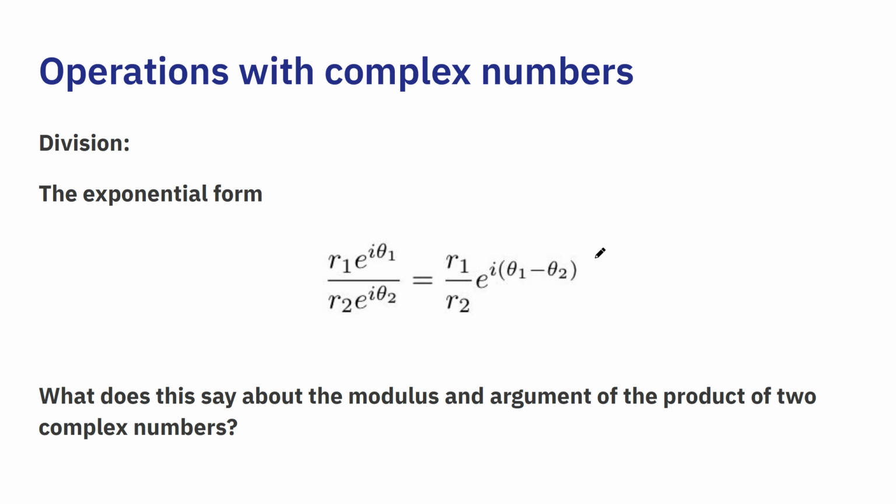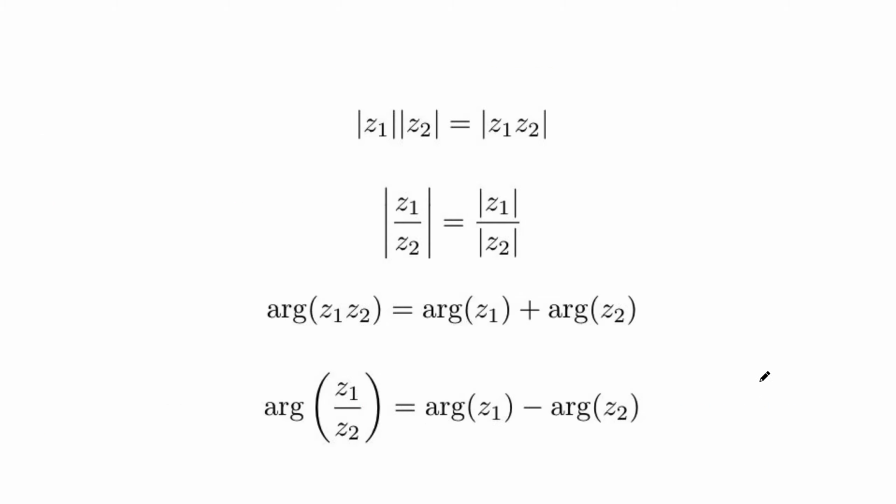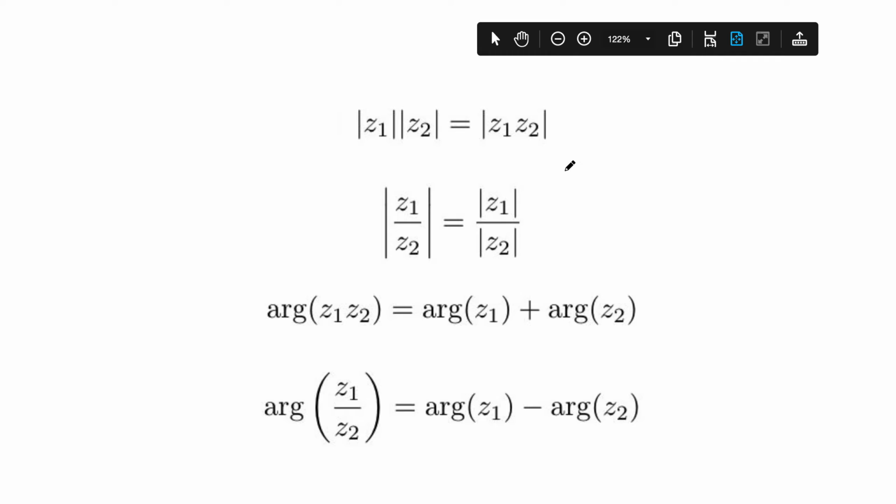Okay, so it's the same for division. So if we divide two complex numbers, our new complex number will have modulus r1 over r2, and argument will become theta 1 minus theta 2. Right? It's just simple indices law. So what does this actually tell us about the modulus and the argument of the product and the division of two complex numbers? Alright, so we actually have the following four properties over here.